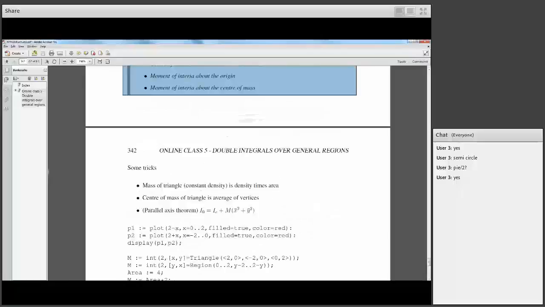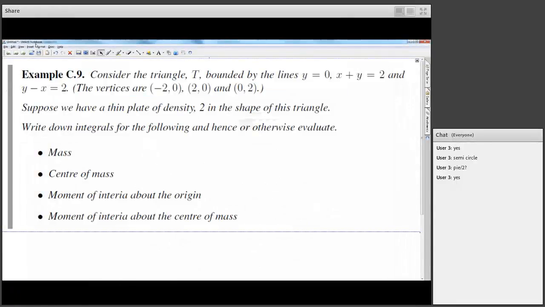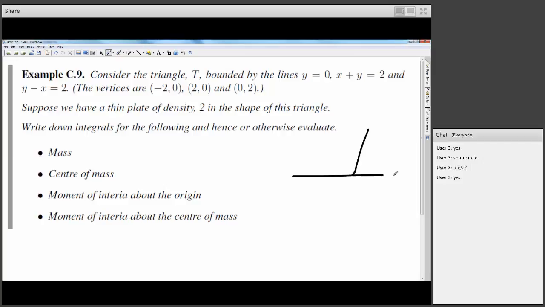So in this case I'm integrating over a triangle which has the vertices x equals plus and minus 2 and y equals 2. So I'm just looking at this triangle here. Now I've got a plate, a piece of metal or a piece of cardboard, whatever you want to think about it, in that sort of shape. And we know that the density is 2 kilograms per square meter.